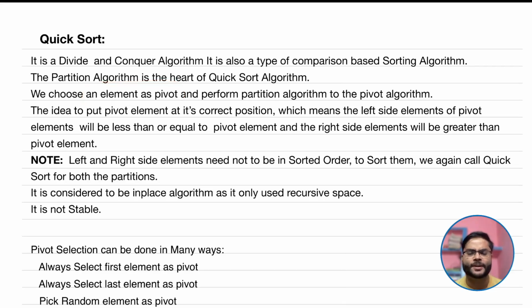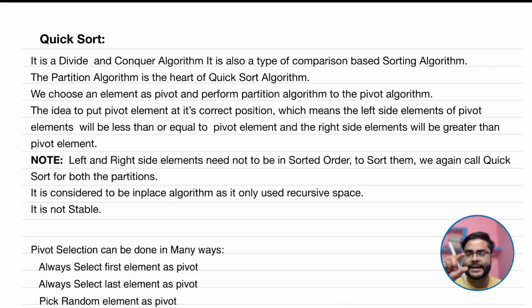What does pivot mean? Pivot means that which divides the array, or which divides our data structure, into two parts. So we choose an element as pivot, and now we perform the partition algorithm on the pivot element. The idea behind choosing the pivot element is that we want to put the pivot element at its correct position, right? We will see with an example, but our idea is to choose an element as pivot and put it in the correct position.